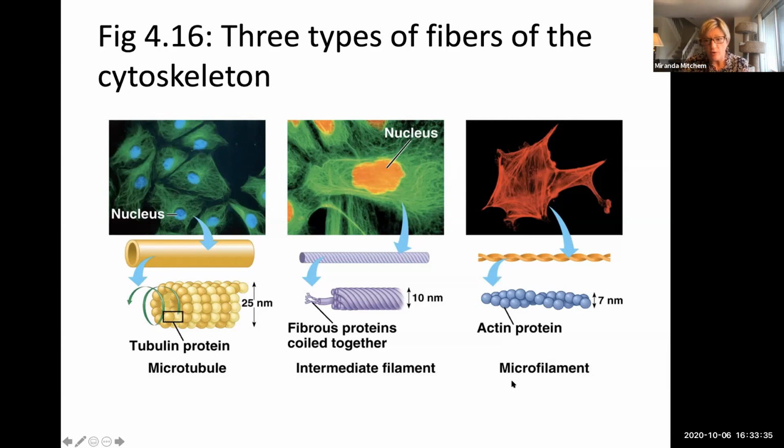And then our microfilament really has kind of an intermediate. It's got features of both of the other two filaments, but it is the smallest, and it's made out of one type of protein called actin.